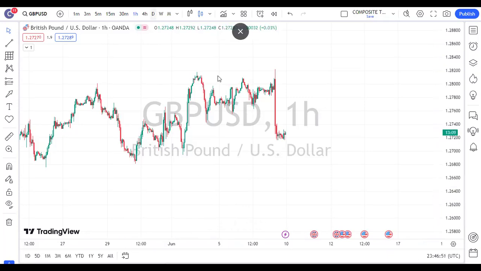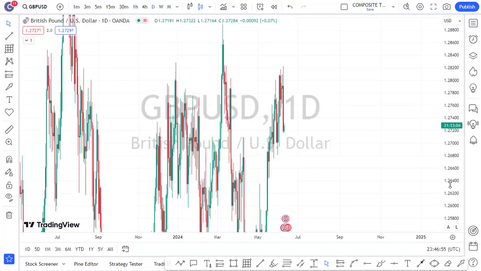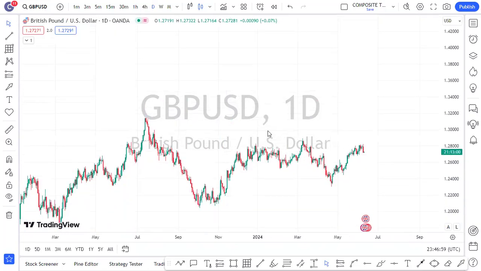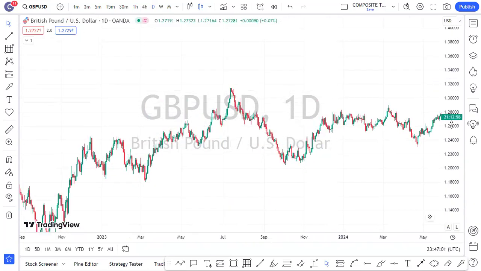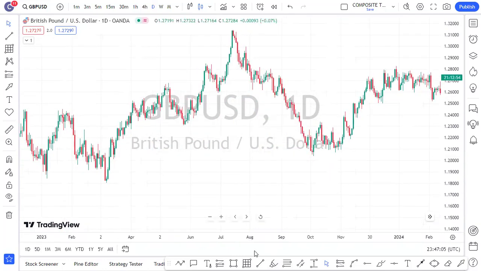Today I want to check on this particular pair, GBPUSD. When you check on the higher time frame, not 1 hour but the daily time frame, which is our highest time frame, we can see from what we have here.